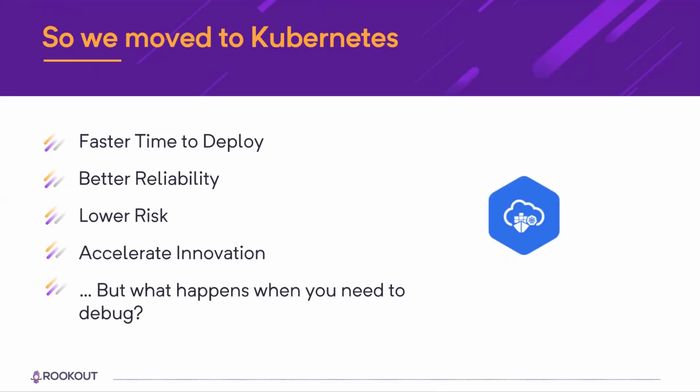So we moved to Kubernetes. We moved to OKE, and we deploy much faster. We build a much more reliable application. We were able to reduce risk, and we innovate much faster. But bugs still happen, and problems still happen. And what happens when you need to debug a Kubernetes app?